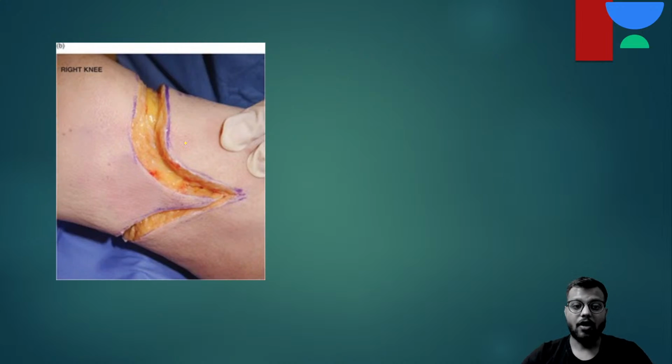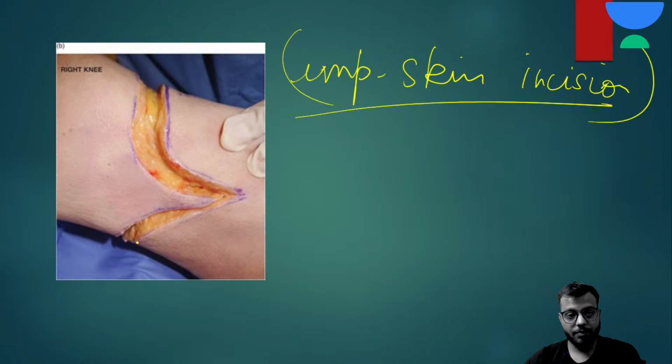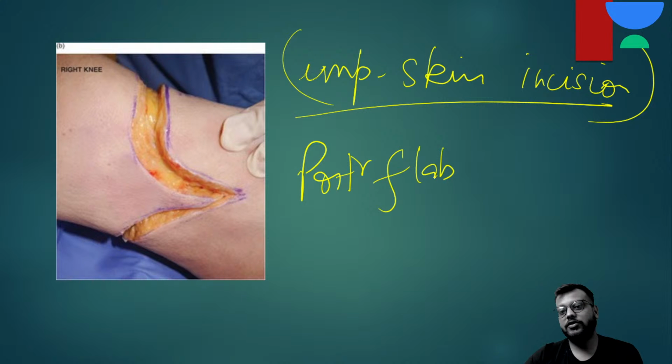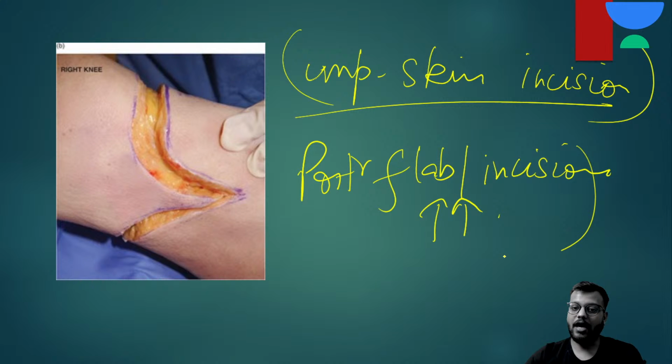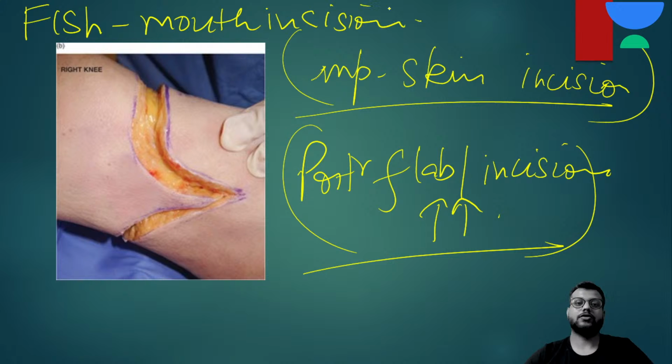Okay, now here is the amputation. This is called the amputation skin incision. Okay, in amputation we give the skin incision like this, and remember the posterior part is larger. Always keep in mind that the posterior flap and the incision is larger and longer, and this type of incision is called the very important fish mouth incision. Okay, see, it is just like a fish mouth, so it is called fish mouth incision.